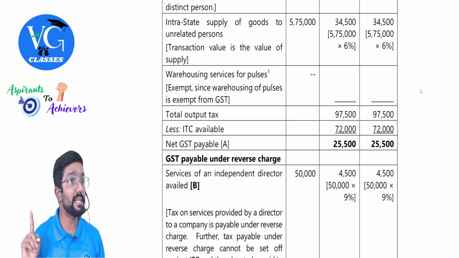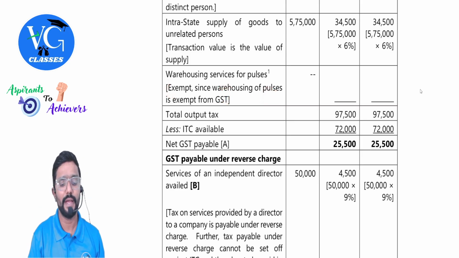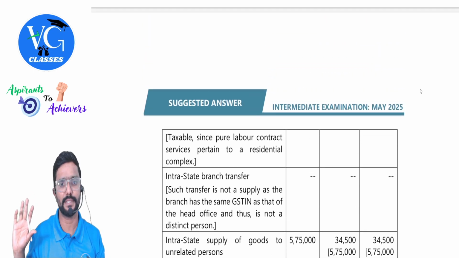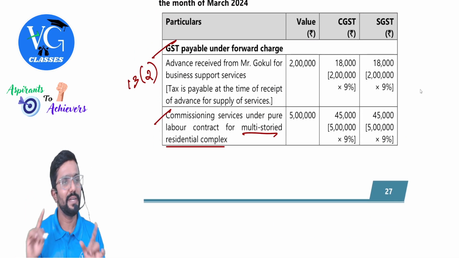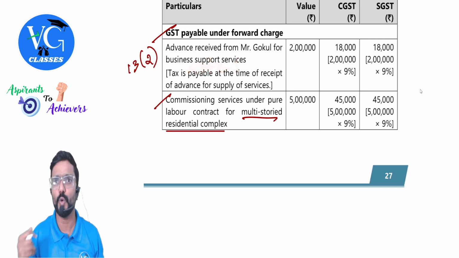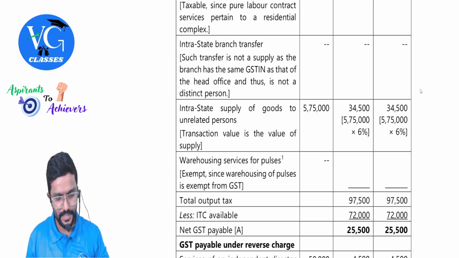They have asked you to tell the reasons and all. You have to clearly tell exempt since warehousing of pulses is exempt. Either write it here or give it by way of note. I would suggest you give a separate note. Don't mix up everything in the main answer. Normally they will give it here only in the bracket, but I would suggest in the bracket you mention like note 1, note 2, note 3 and all, and give separate notes. Okay, sir. Sure.